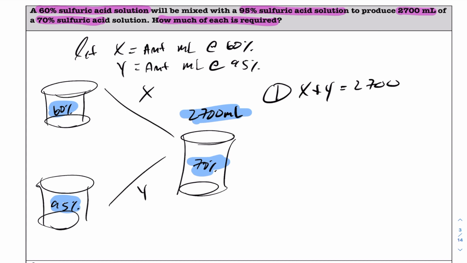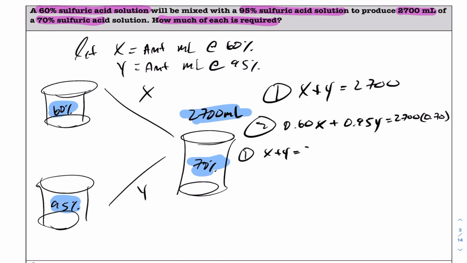Because I know that the amount of milliliters at 60% plus 95% has to come up to 2,700. My second equation: I'm going to take 60% of my concentration from here. So for my 60% concentration, I'm going to multiply that by the pure sulfuric acid, plus 95% of however many milliliters I'm taking out of the y variable, and that concentration level has to equal 2,700 times 0.70. So let's clean up these equations and see what we have.